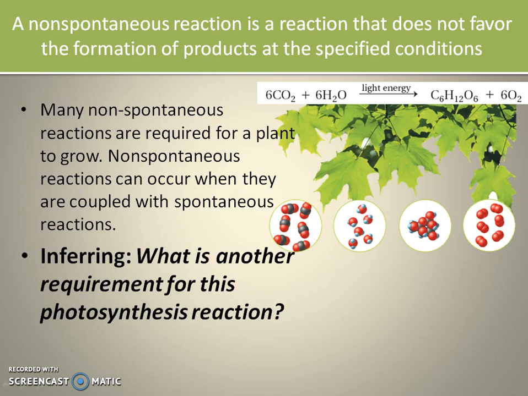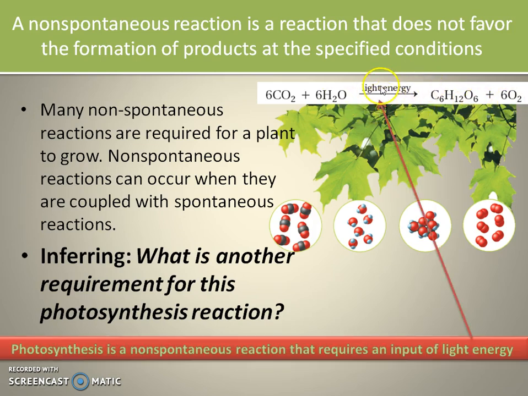They have to kind of do it at the same time in order for the reaction to occur. So what is another requirement then for this photosynthesis reaction to occur? Well, if we look here, carbon dioxide and water to form the glucose and oxygen is not going to happen on its own. If you notice, it needs light energy. It needs something from the sun in order for those leaves to grow. And that should make sense.